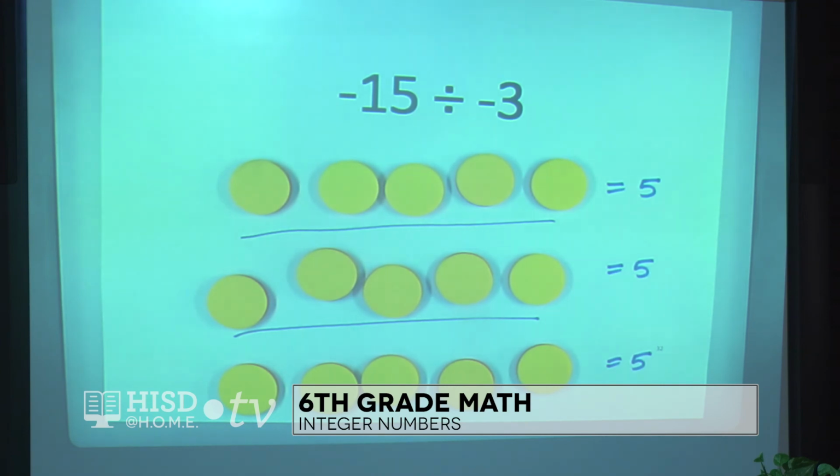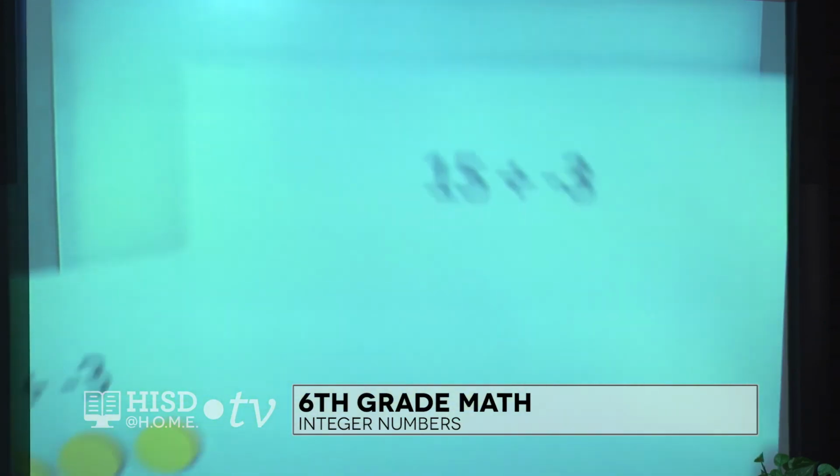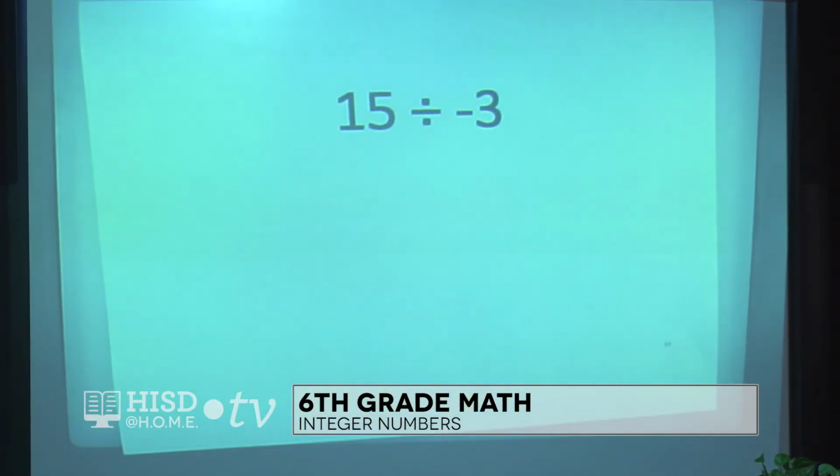So notice how we built on what we knew earlier. We took the negative 15, we divided it into 3 groups, and then we applied the opposite. All right? So let's think about that in terms of this next problem. I have 15 divided by negative 3. Okay. So I've got a positive number divided by a negative number. I'm hypothesizing what I think the answer should be. Are you thinking what the answer should be?